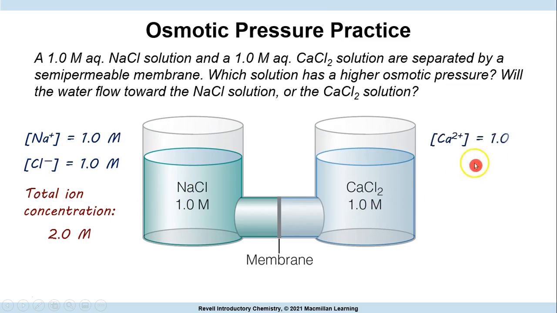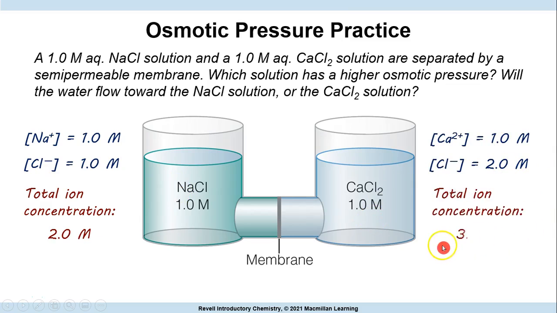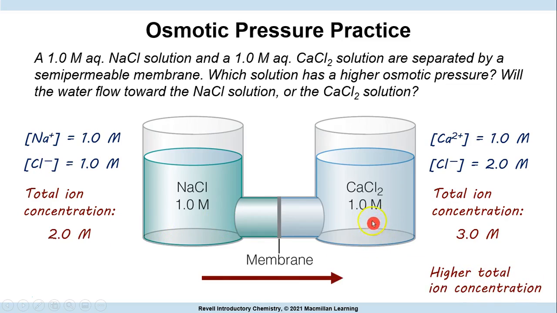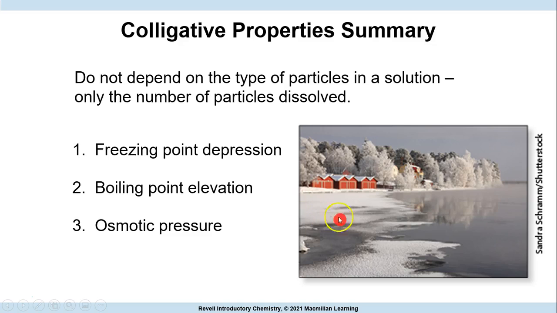And for the calcium chloride, we have 1 calcium and 2 chloride, that makes a total of 3. So the net movement would be from the 2 to the 3, because the total ion concentration is higher there, and there will be net movement in that direction. For the colligative properties, we've said that they do not depend on the type of particles, but on the number of particles that are dissolved. We've seen the freezing point depression, the boiling point elevation, and the osmotic pressure.